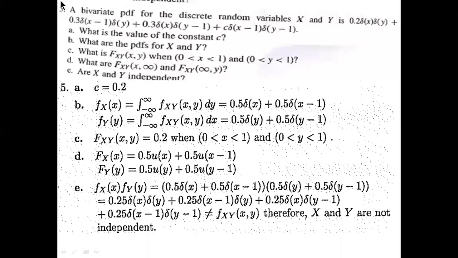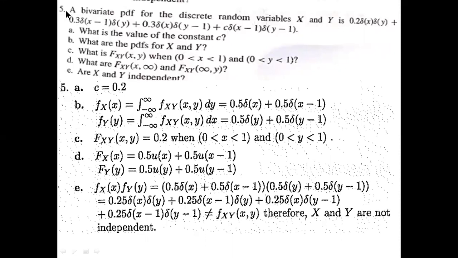So here we have, in question number 5, a bivariate PDF for the discrete random variables x and y, with the value 0.2 δ(x)δ(y) + 0.3 δ(x−1)δ(y) + 0.3 δ(x)δ(y−1) + c δ(x−1)δ(y−1), equal to this.